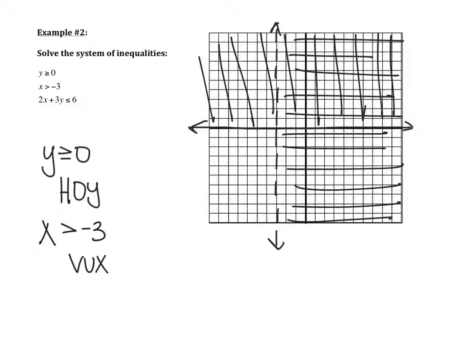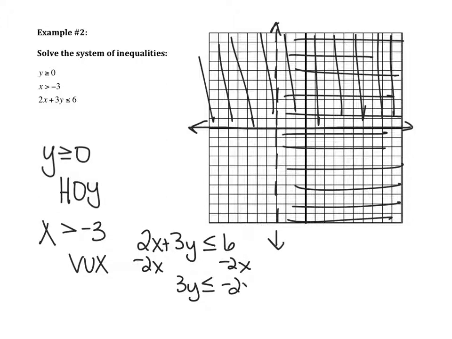Next, let's take our 2x plus 3y is less than or equal to 6 and get y by itself. So the first thing I would do is subtract the 2x. So I have 3y is less than or equal to negative 2x plus 6. Then I would divide both sides by 3. So I would end up with, I'm not dividing by a negative, so I'm not going to flip the sign, y is less than or equal to negative 2/3 x plus 2.